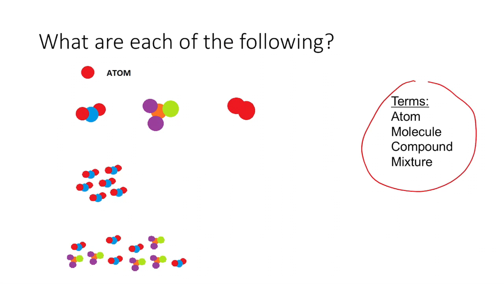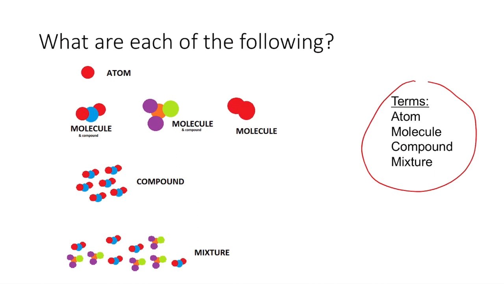First off, a single atom. Then we have a molecule as well as a compound for this one. So you can see that there's multiple atoms present, bound together to form a compound. Molecule as well as a compound. Molecule. This is an example of a compound, so you have multiple molecules present.